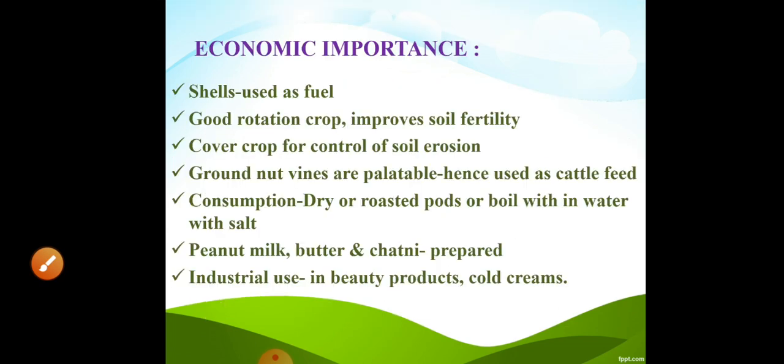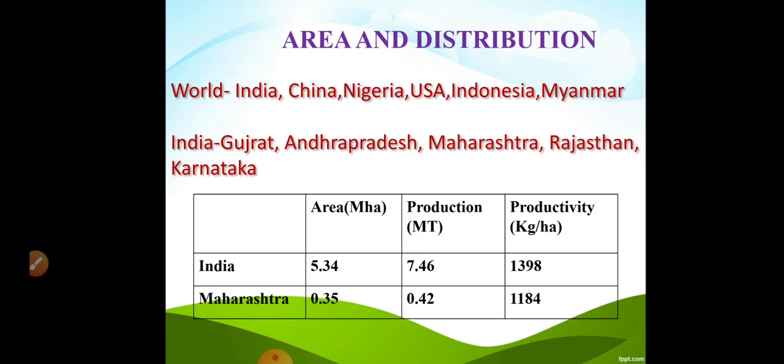Okay, so this is all about economic importance. This groundnut is helpful for all these various things for us. Next part is the geographical distribution of this crop. So here you can see, if we think about the world, India, China, Nigeria, United States of America, then Indonesia, Myanmar, these are major countries where this groundnut is cultivated.